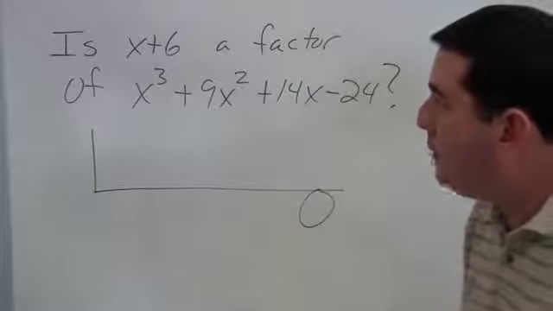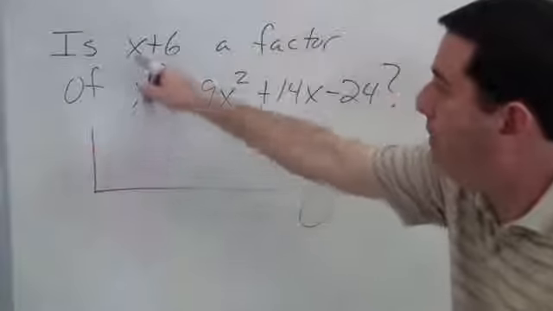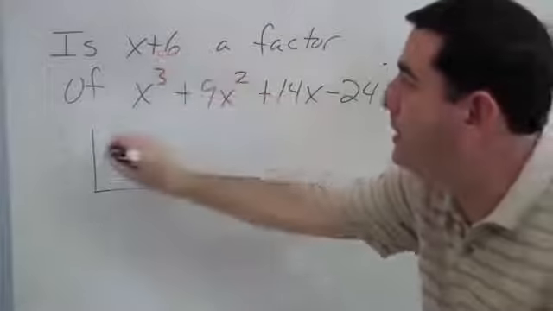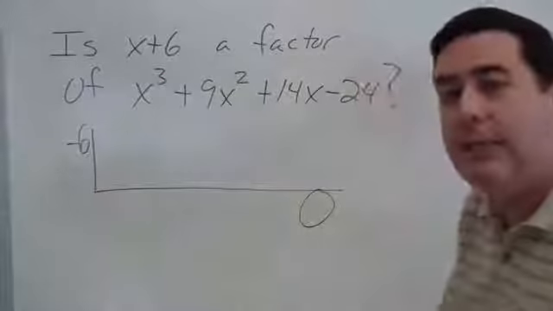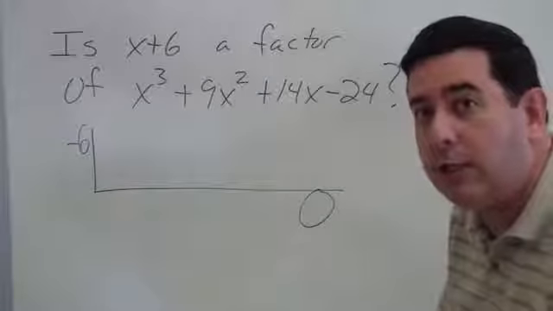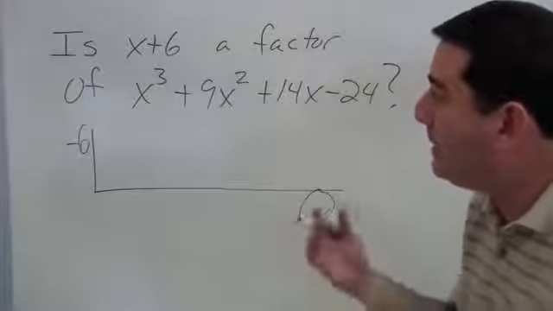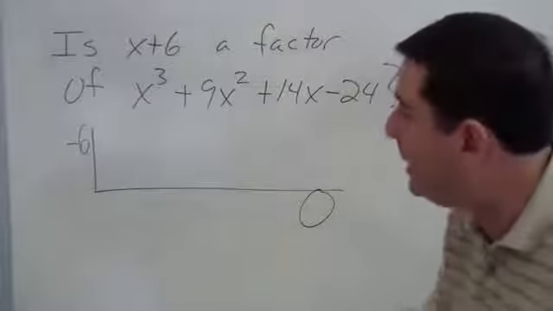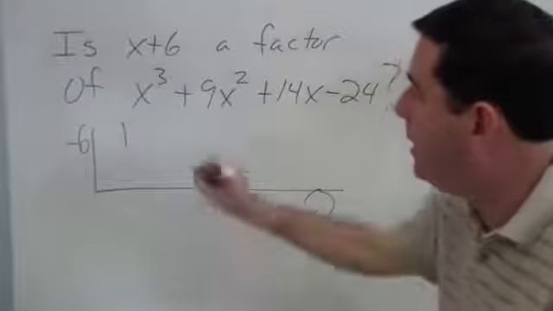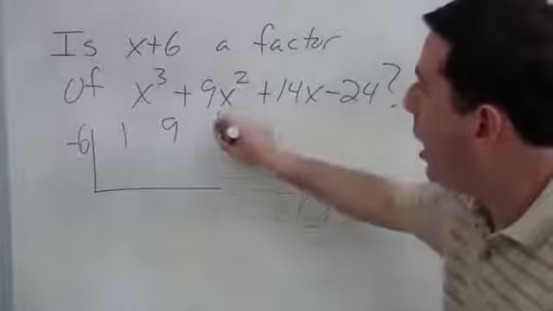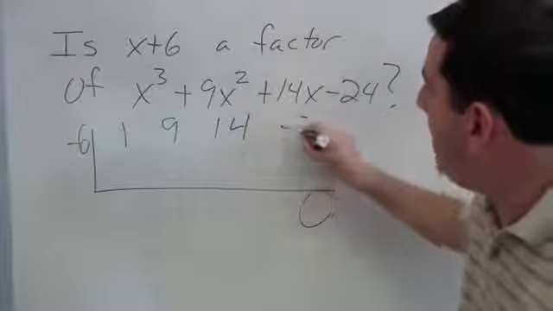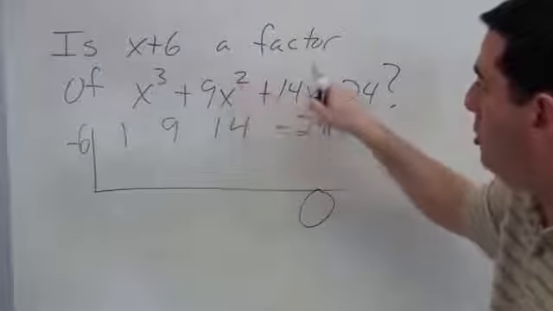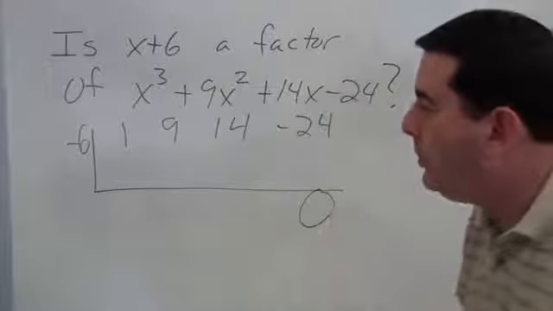Now, let's set up our division. On the outside of the box, the thing we are dividing by is x plus 6. So opposite of that plus 6, it's a -6 that needs to be on the outside of our division box. On the inside, let's list all of the coefficients, making certain that no terms are missing. We have a 1x cubed, a 9x squared, a 14x, and a minus 24, and no terms were missing. 3, 2, 1, and constant, so nothing was missing.